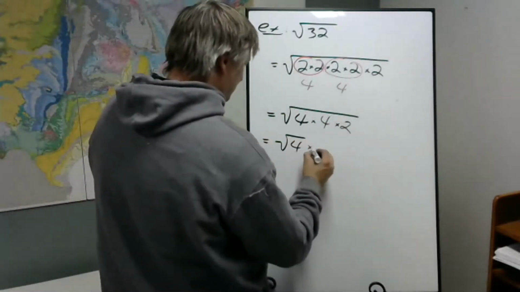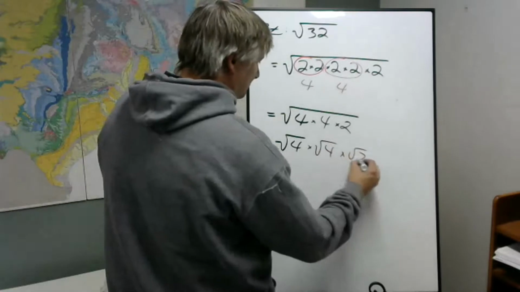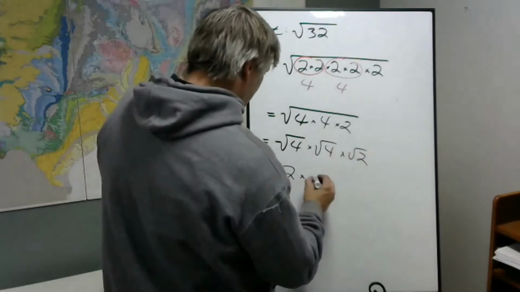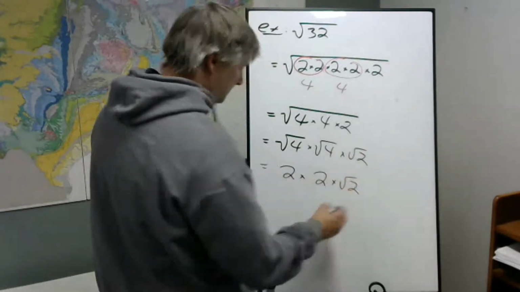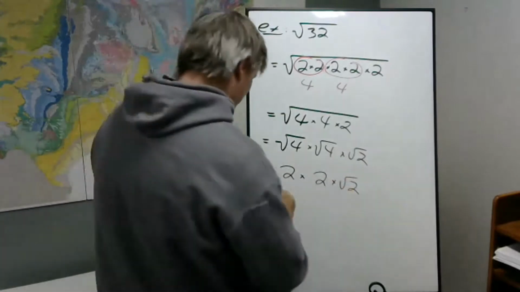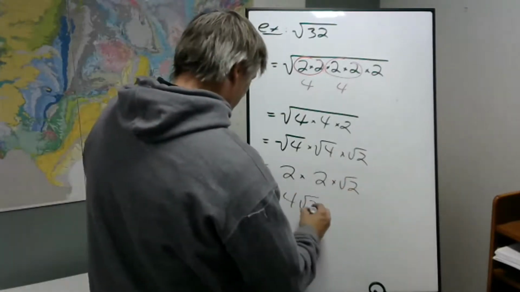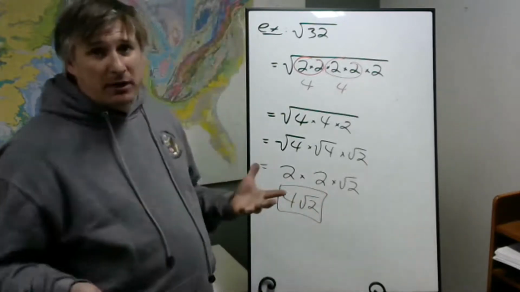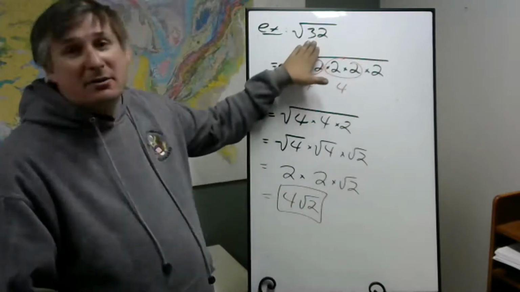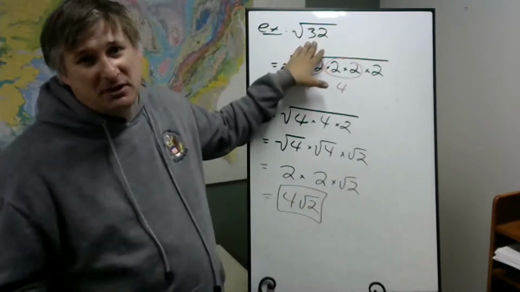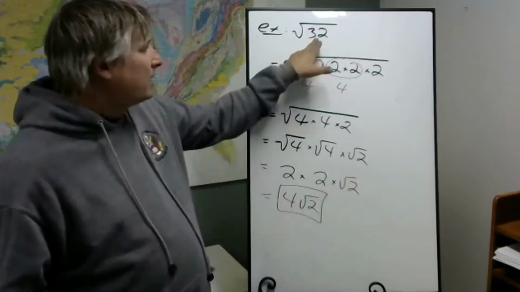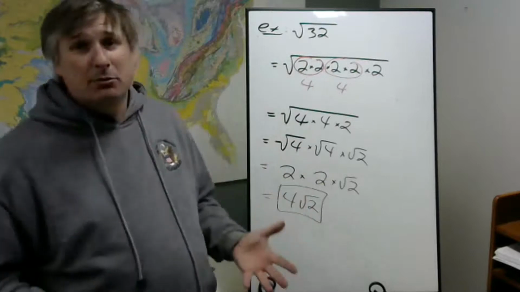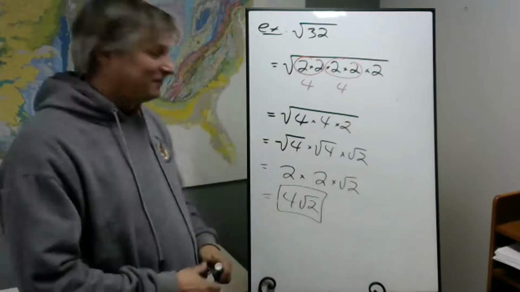Again, this will break up using our product rule. Square root of 4 is 2. Two times 2 is 4. So that's one way of doing this. Now, there are other ways of doing this. You could have recognized that this was 2 times 16, and you can take the square root of 16, which gives you 4, and that leaves behind a 2 in the radical. But let's say you didn't know that. Well, this is one way you could break it down using a prime factorization.